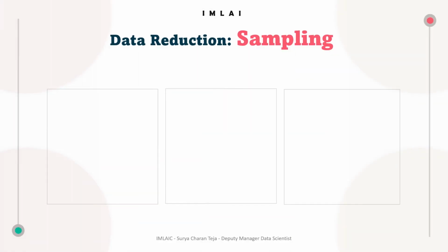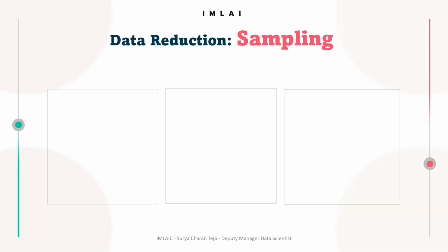Let's begin with sampling, data reduction, and with sampling. So, as we have discussed earlier, data reduction techniques are used to reduce the complexity or size of data, making it more manageable for analysis. So, out of that, the best technique that we use for data reduction is sampling. That's the first technique we're going to see.